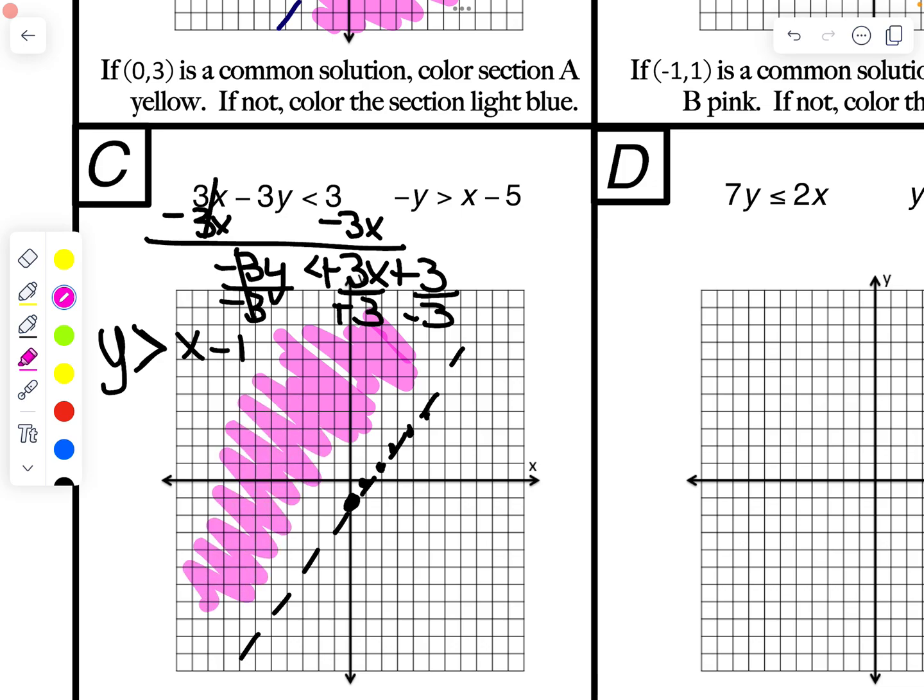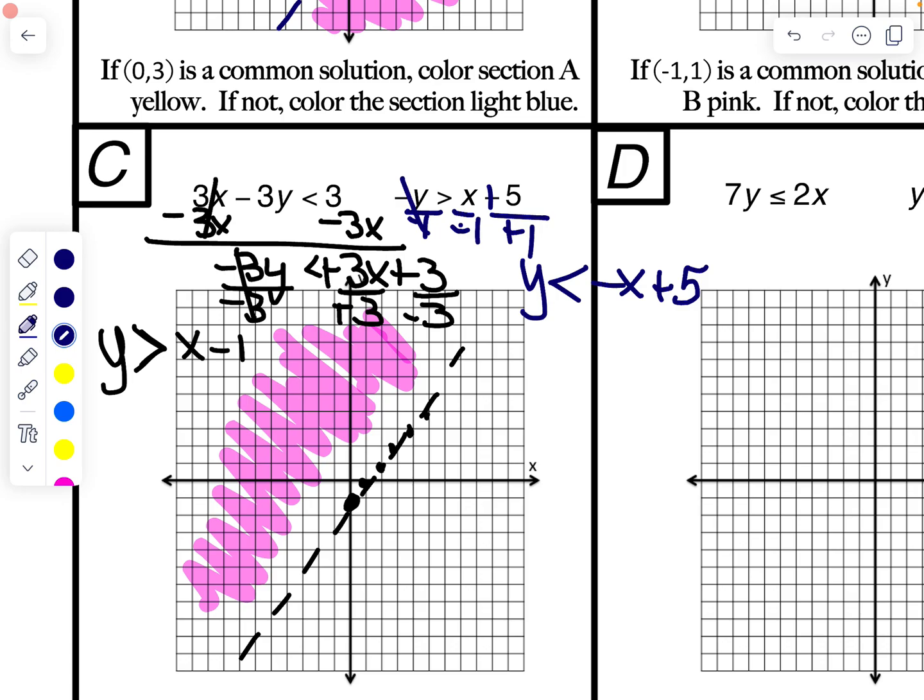The second inequality is negative y is greater than x minus 5. So all I need to do is divide by the negative 1 because I need to get my y positive. So that's going to make it become y is less than, again I have to switch the sign, and then that would become negative x plus 5. Because a negative divided by a negative, negative 5 divided by negative 1 is positive 5.